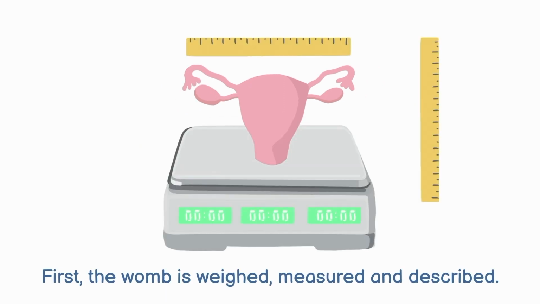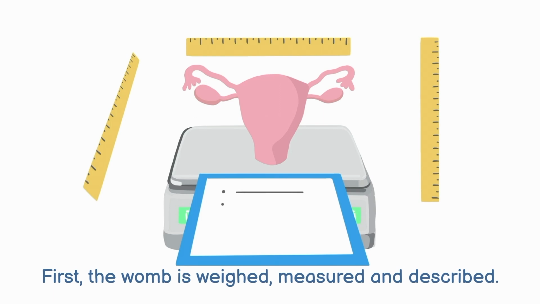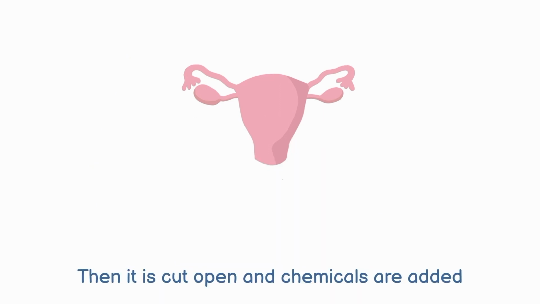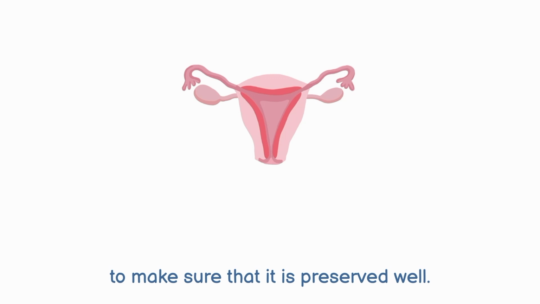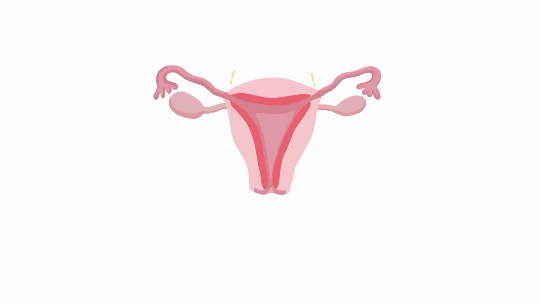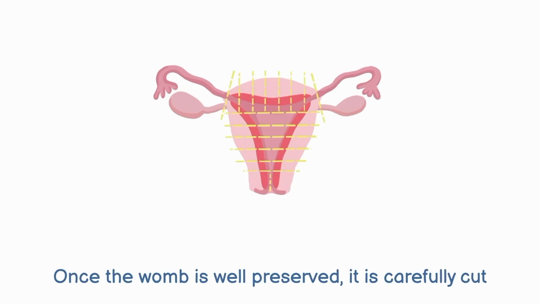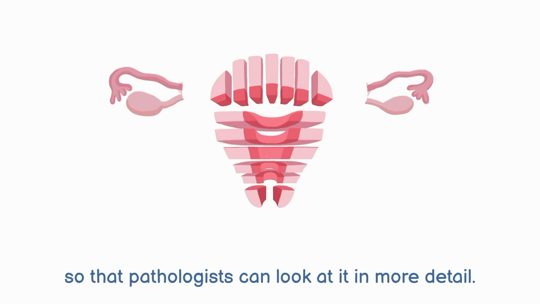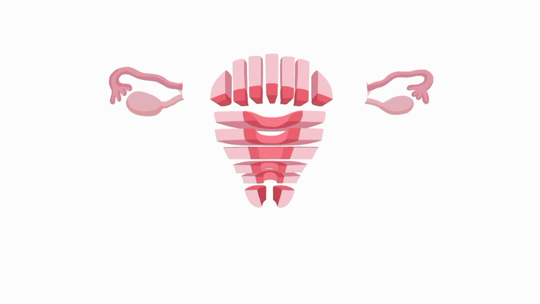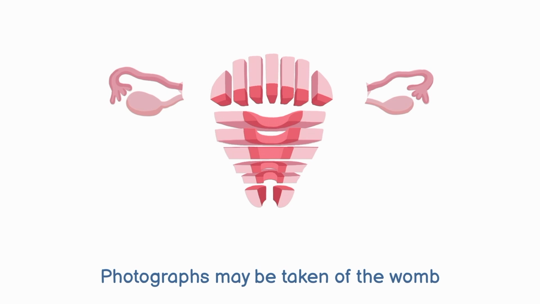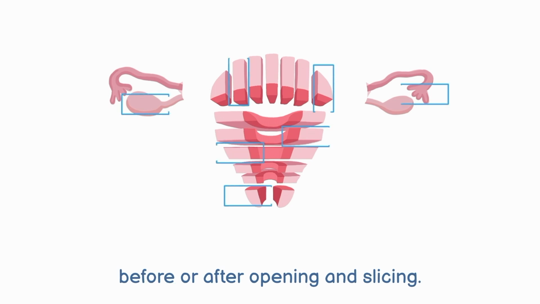First, the womb is weighed, measured, and described. Then it is cut open and chemicals are added to make sure that it is preserved well. This preservation is known as fixation. Once the womb is well preserved, it is carefully cut so that pathologists can look at it in more detail. Photographs may be taken of the womb before or after opening and slicing.